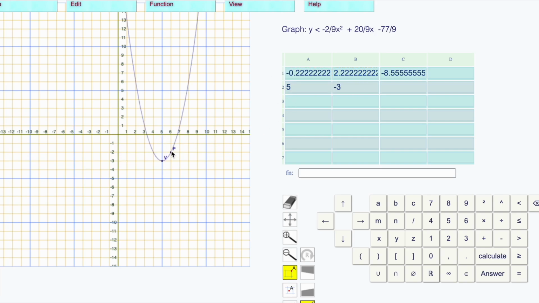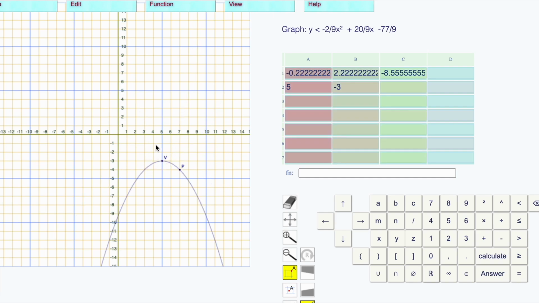This is opening down. I'm going to see what happens when x is 4. That gives me a decimal when it's 3, decimal when it's 2, negative 5. We go through 2, negative 5. So this is less than, it's dotted. Less than is we're shading below. Then press answer to see if you're right.